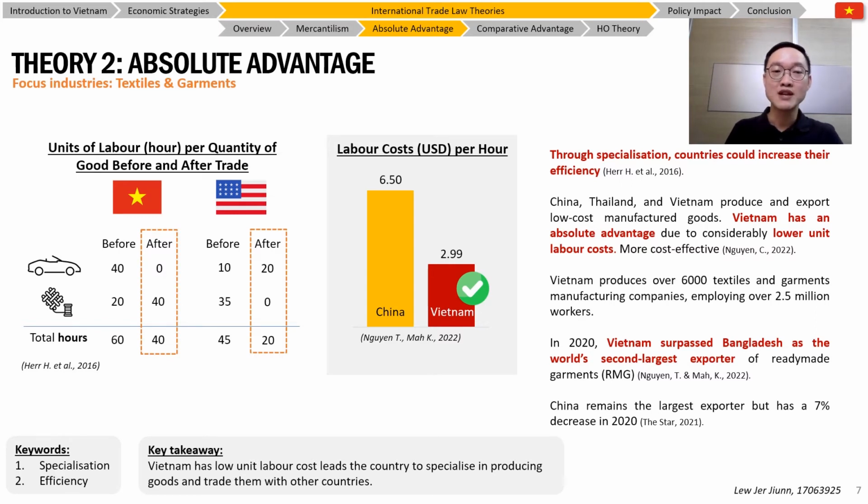This contributes to Vietnam's increasing position as a more cost-effective alternative to its regional counterparts. Looking at Vietnam's manufacturing industry, textiles consistently rank among Vietnam's leading export industries. They have over 6,000 textile and garment manufacturing companies and surpassed Bangladesh as the world's second largest exporter of ready-made garments in 2020. In contrast, China remained the largest exporter, but decreased by 7%.